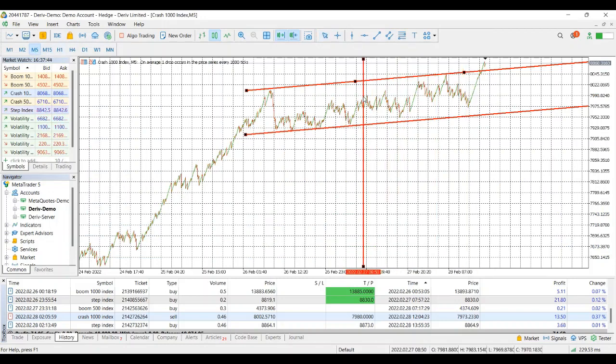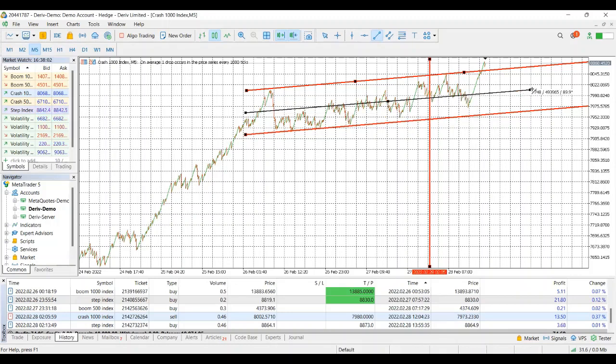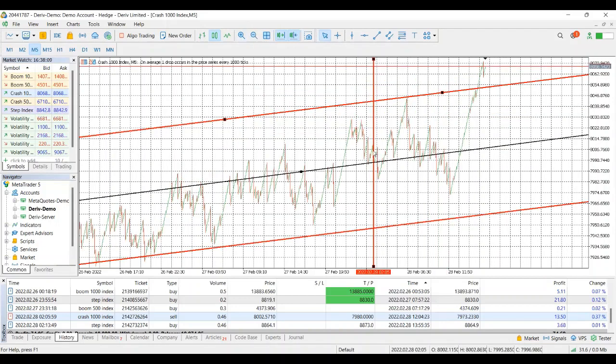This is where I took the trade. This is why I took the trade. I took the trade here. I went for a sell and the TP was here because I saw that with this channel, price was above half of the channel. Price was here. Price was here.